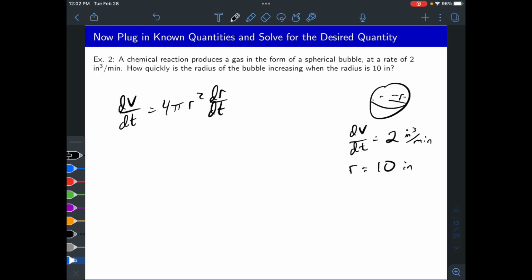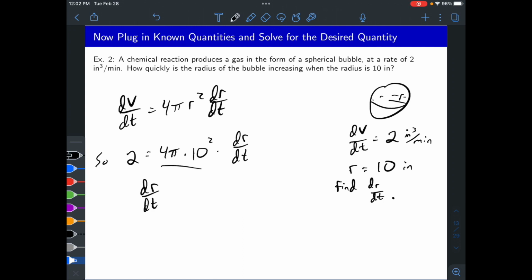All right, so now we need to find how quickly the radius of the bubble is increasing. So we need to find dr/dt at that point. So plugging all this information in, we get dV/dt, which is 2, is equal to 4 pi times r squared times dr/dt. And now we just solve for dr/dt just by dividing all this over.